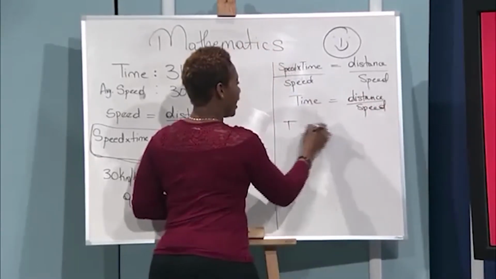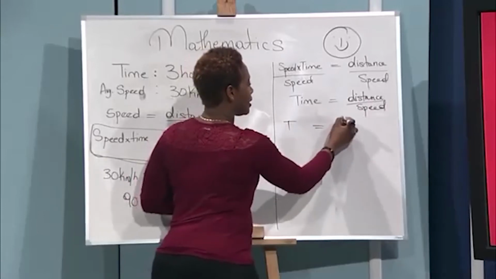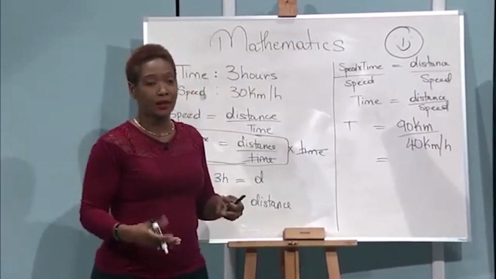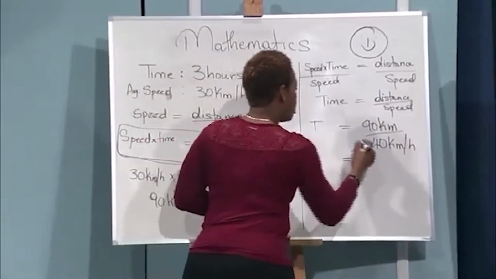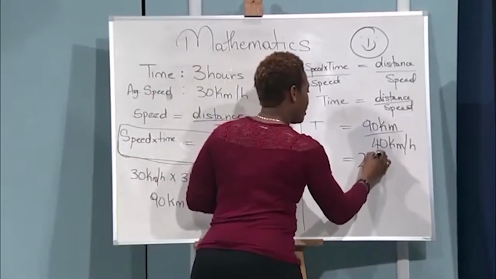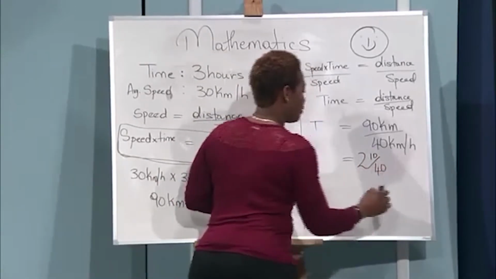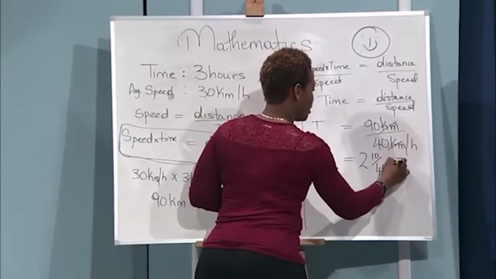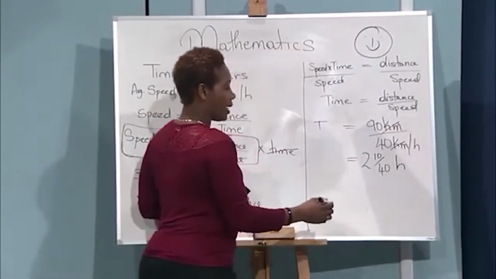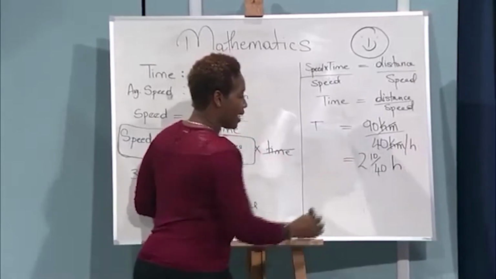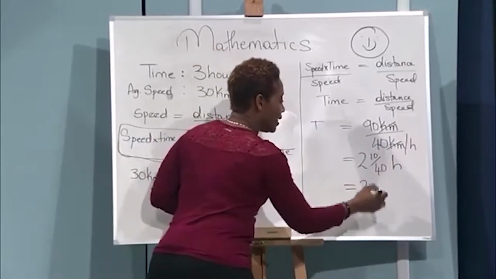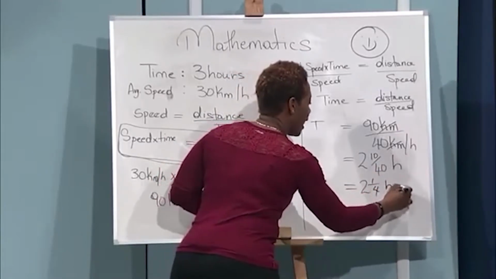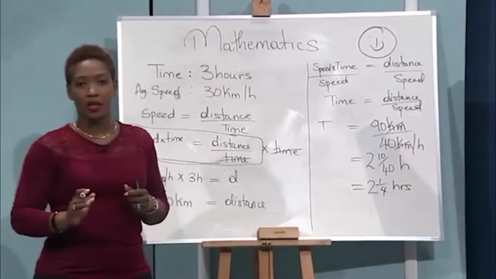So I want to find time, denoted by the T, distance over speed. All right, how many 40 can I get from 90? How many groups of 40? 2. I can get 2 whole groups of that, and I have 10 40ths left. Yes, I would like the fraction. So now this is the time that I have. I can simplify my 10 40ths. 10 into 10, 1 time, 10 into 40 goes 4 times. So what I have is 2 1/4 hours.